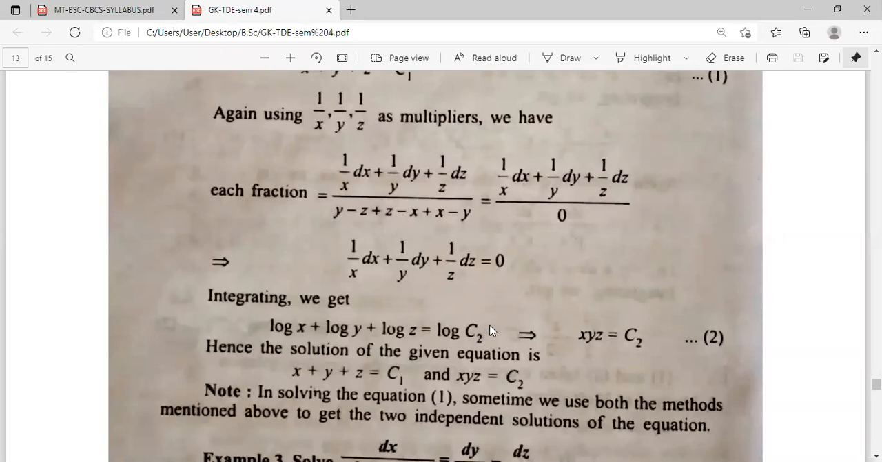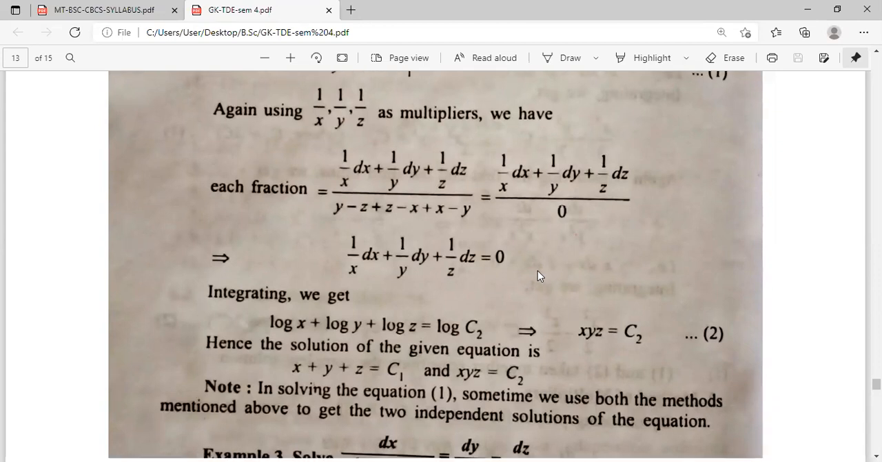That is the integral constant. Because all are logarithms here, we take the constant also as log c2. Now log m plus log n plus log r you can write as log mn r, so you can write xyz equal to c2. Hence, the solution of the given equation is x plus y plus z equal to c1 and xyz equal to c2.